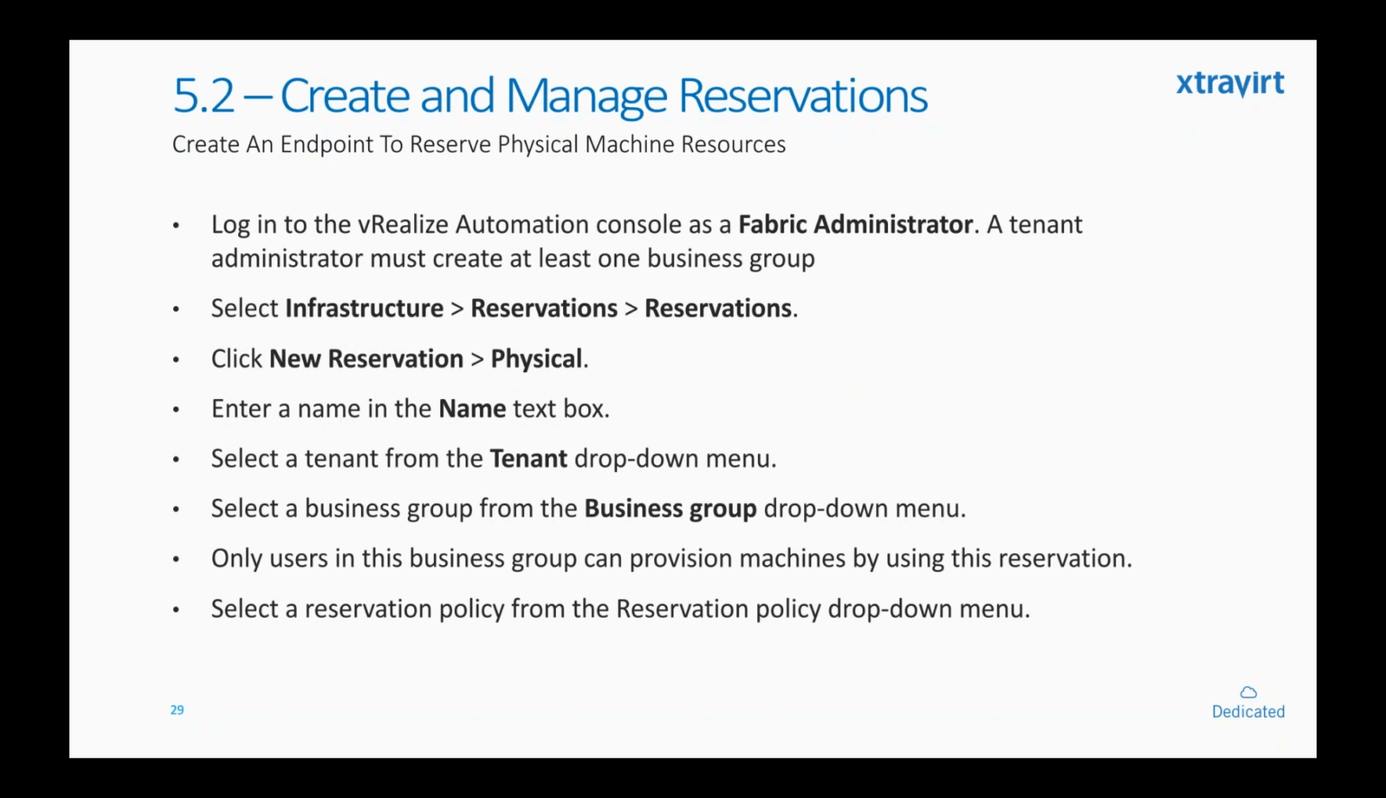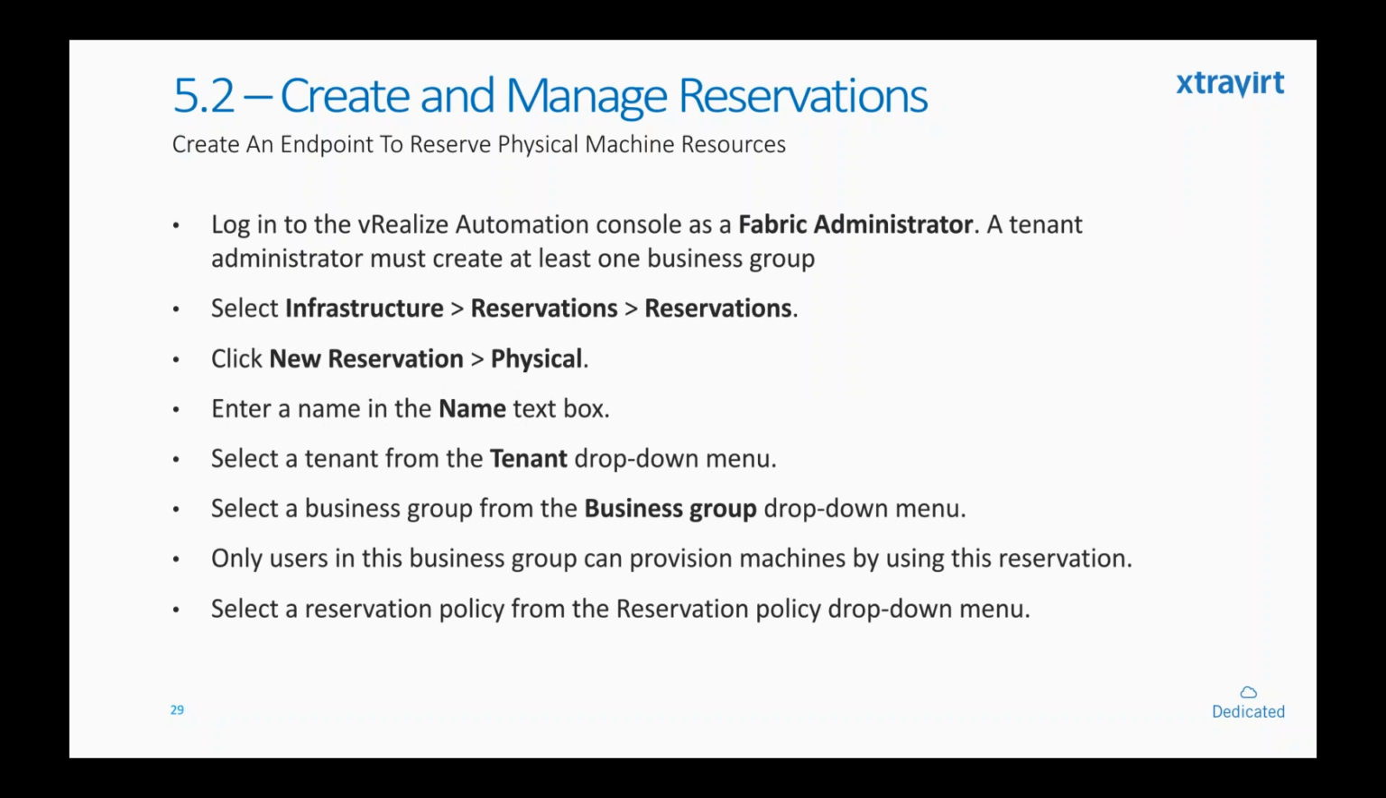I'll go through the process to create the physical machine reservation. Again, log in as a fabric administrator. A tenant administrator must have created at least one business group prior to this. Choose infrastructure, reservations, and reservations again. Choose new reservation, and this time choose physical.